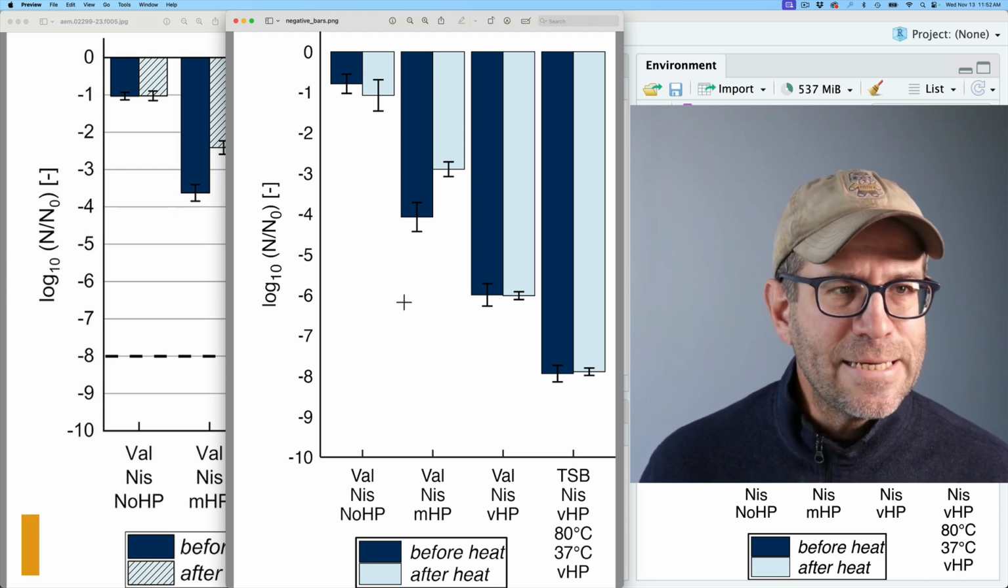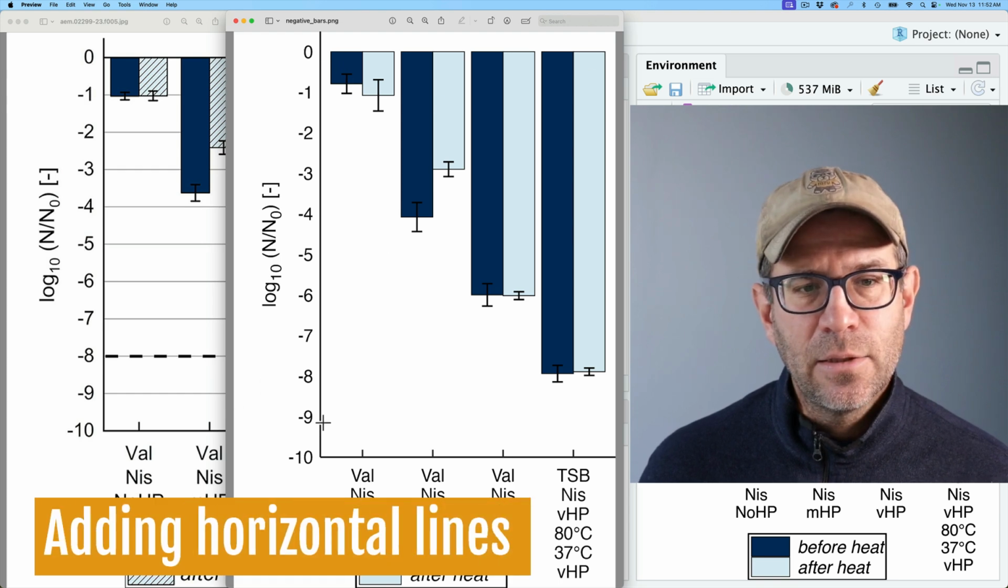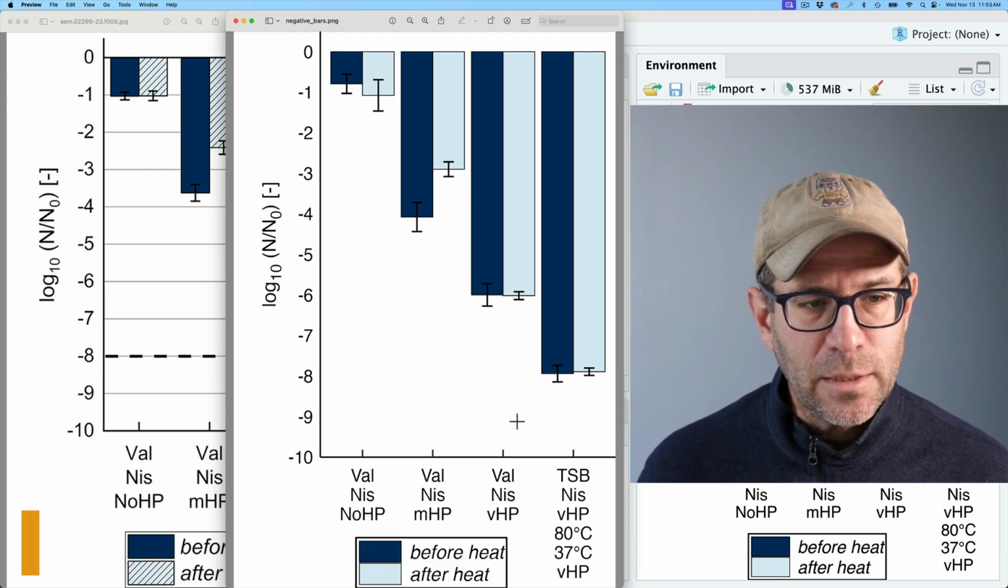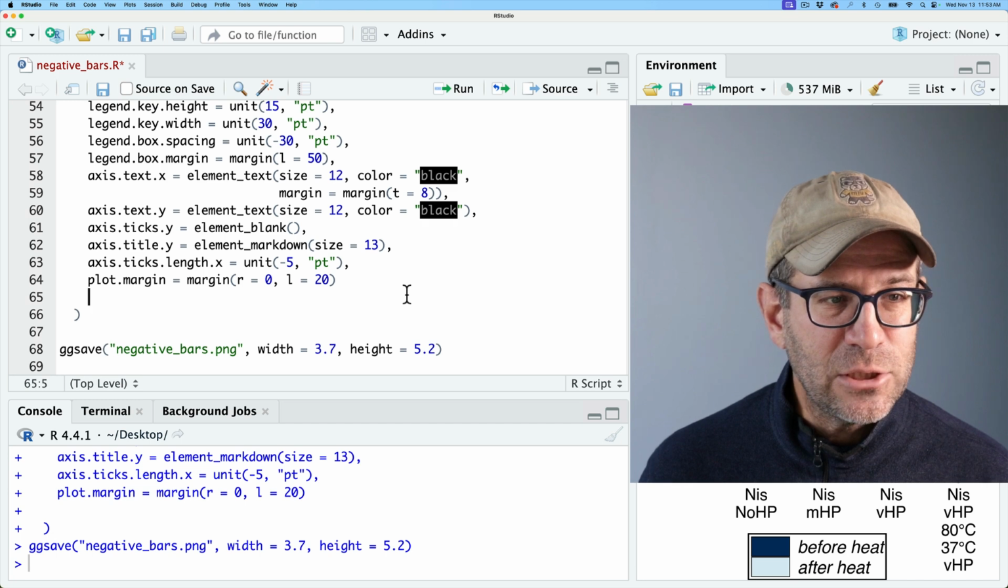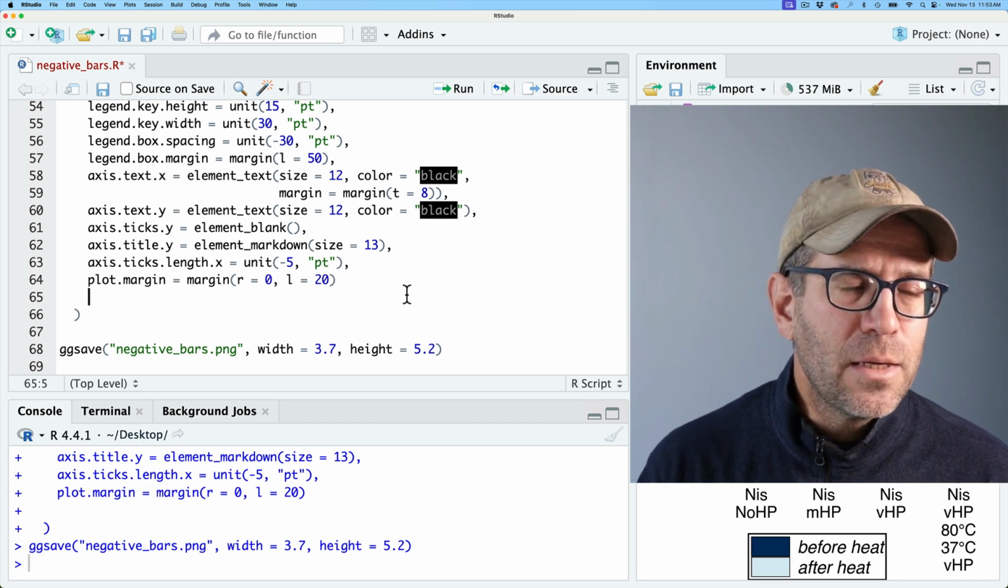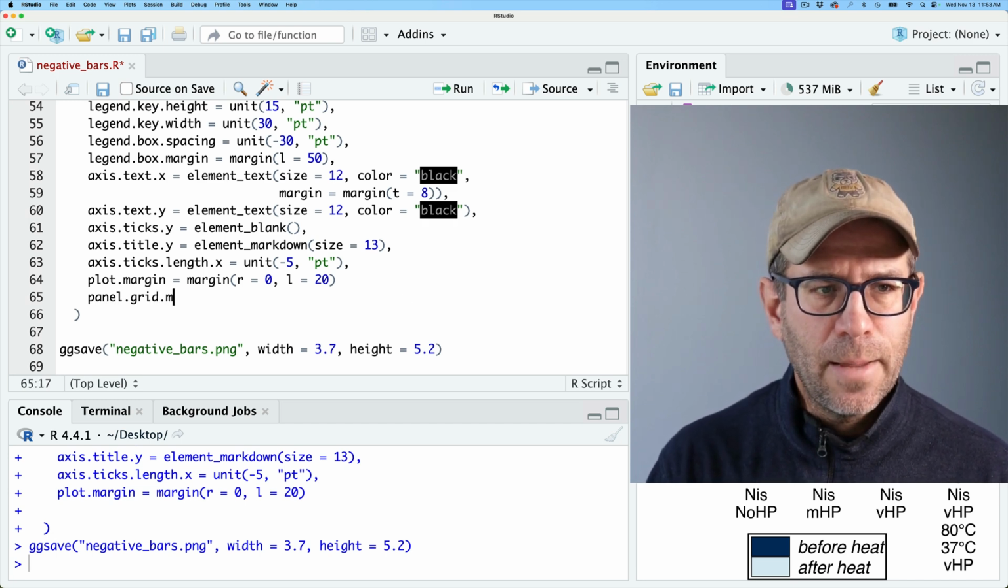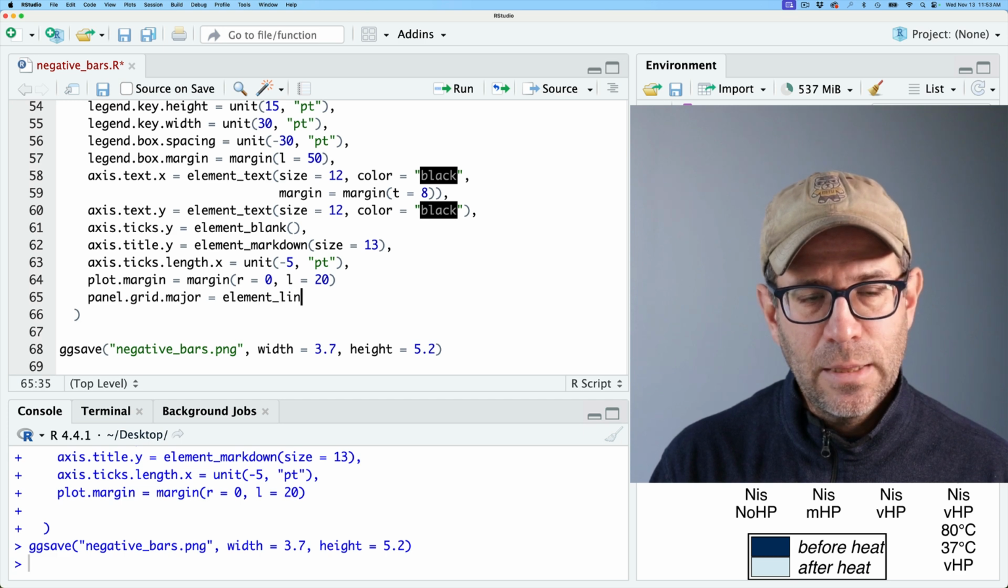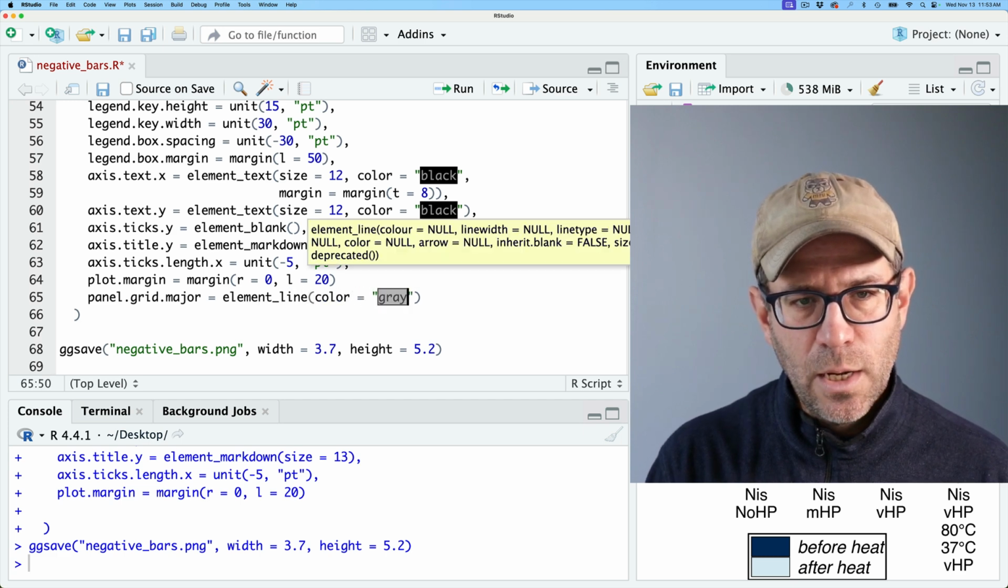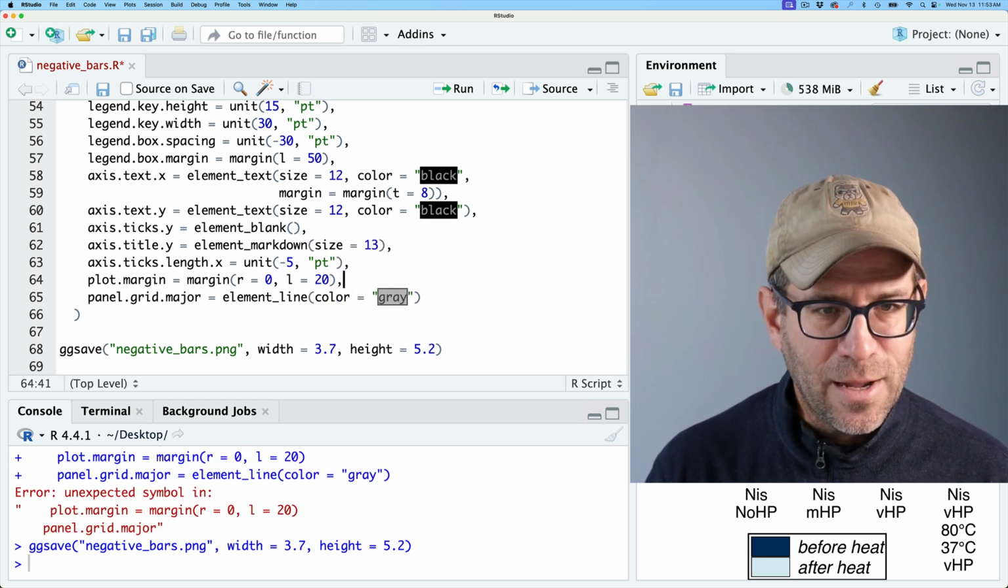I like that. Now what we need to do is to add the horizontal lines. We need to add the grid lines. So let's start with that. That we can actually do in the theme. So we'll do panel.grid.major and we'll do element line. We'll do color equals gray, and it's unhappy because I forgot a comma here.